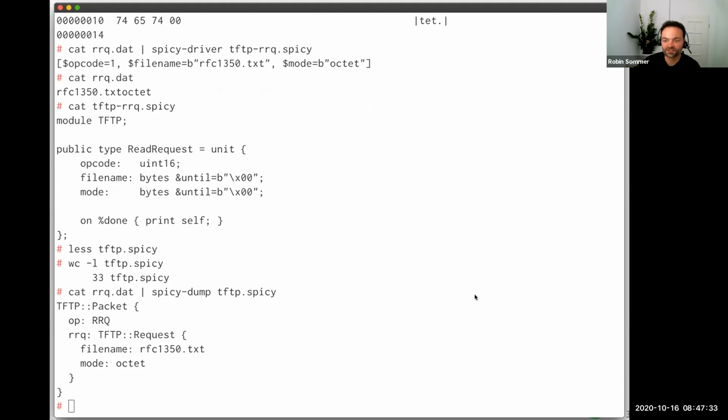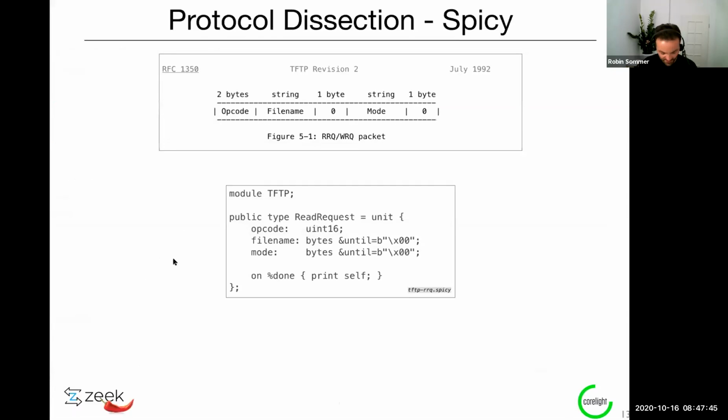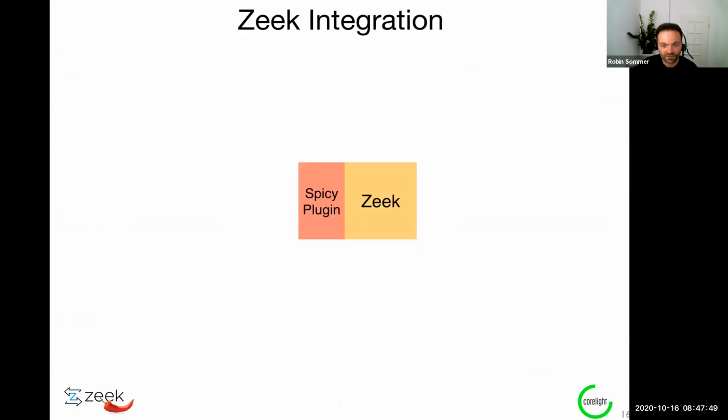So this is essentially the Spicy side of this. You can write these parsers and put them into code, you execute the code, and you feed them. Let me go back to my slides for a second, real quick, because I want to switch to Zeek here. On the Zeek side, we want to integrate this into Zeek. Zeek has a plugin API similar to Wireshark.